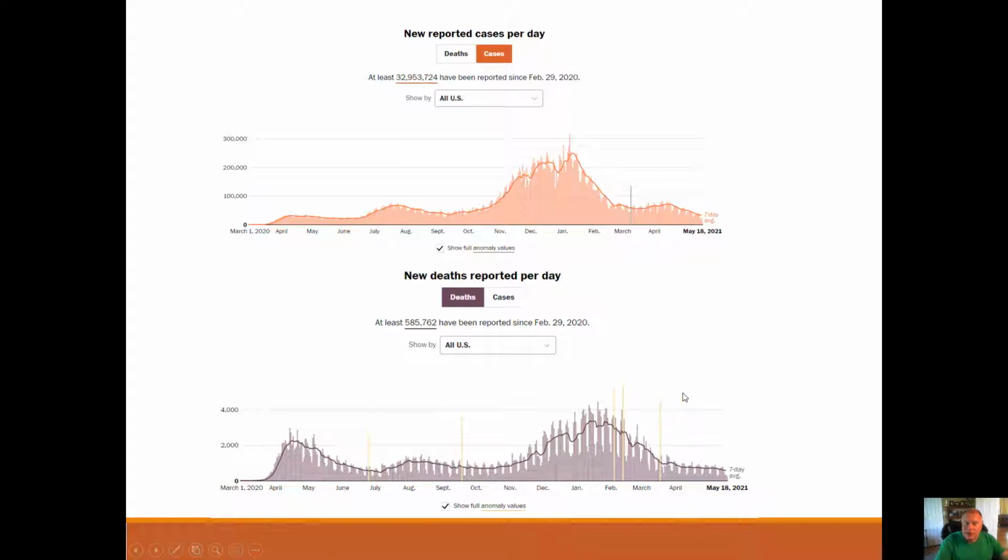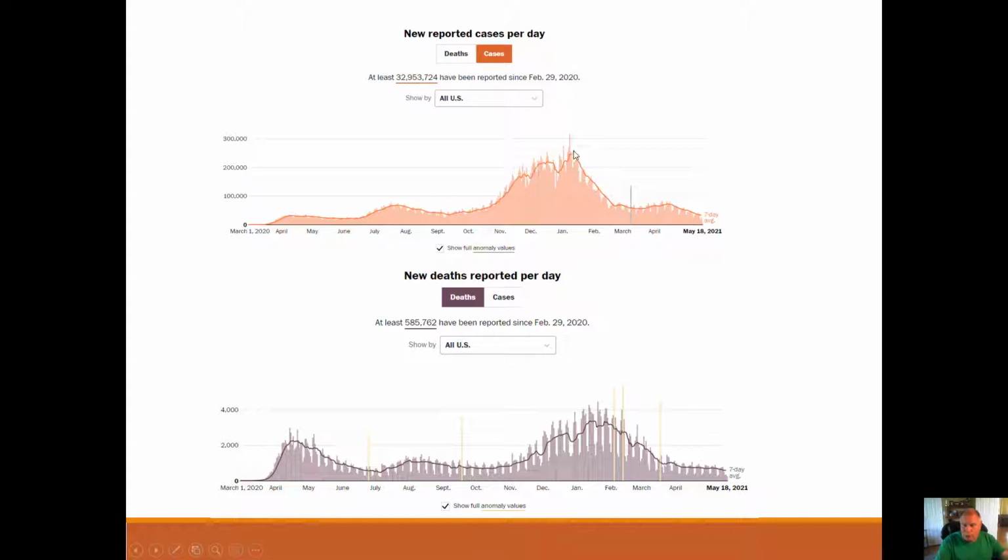Where we are today, right here, this is May 18th. As we can see, this is the daily cases, and as you can tell, we're on a downslope. We're almost back to where we were when it started. And when we saw this climb, right through January, we've seen it decline. We've also seen corresponding deaths in the U.S. But keep in mind, almost 600,000 people have been reported dead since February 29th due to COVID. Almost 33 million people have gotten it.